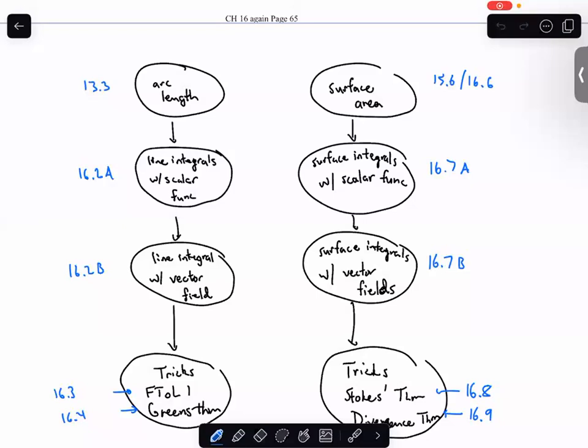We expanded on that and said, well, chapter 16 is all about these vector field things. You can also do line integrals on vector fields. And so the main use case for that was work, right? We talked about the work done by a vector field along some curve, and that was the second half of 16.2, line integrals with vector fields.